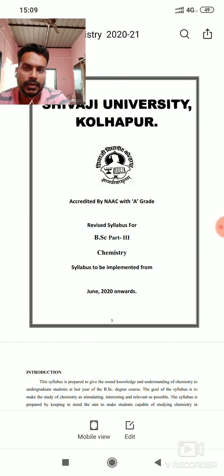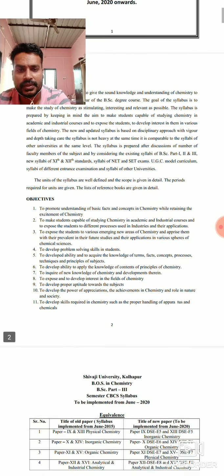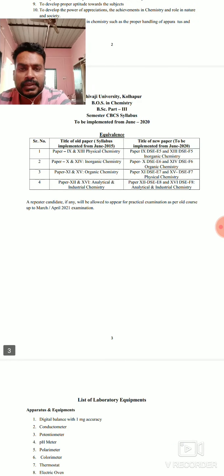Now, today we are going to discuss the syllabus of B.Sc chemistry. As we know that this syllabus is implemented from June 2020. Means from this year, the revised syllabus is going to be implemented.